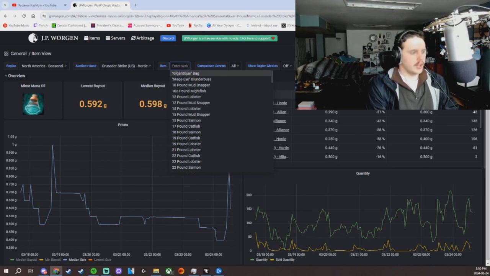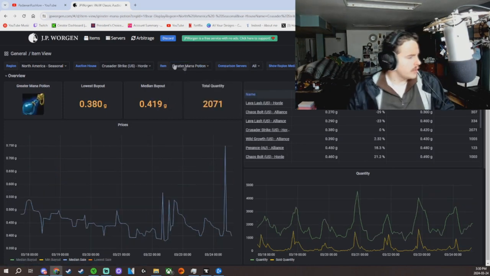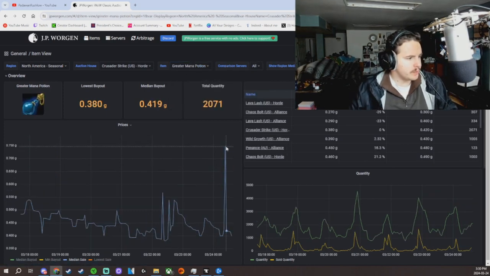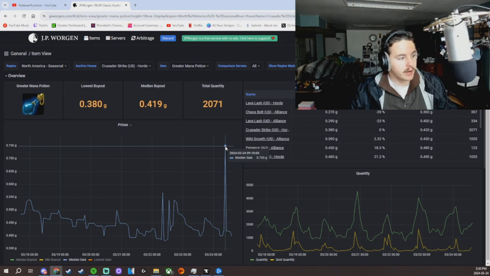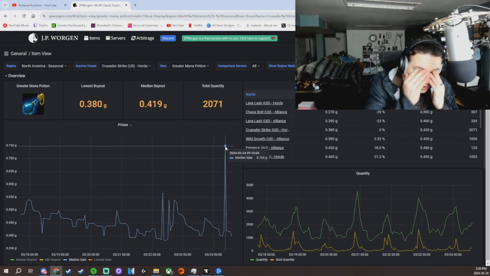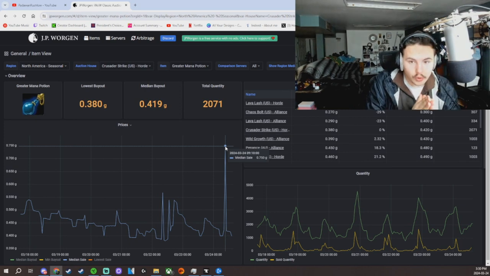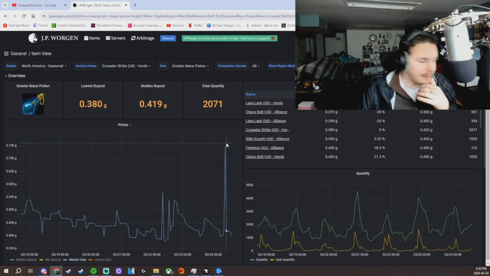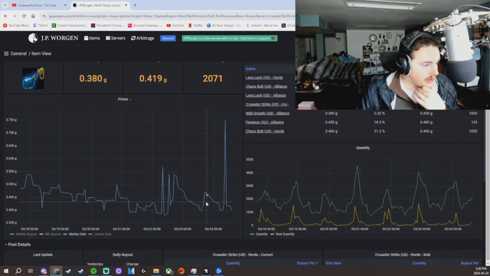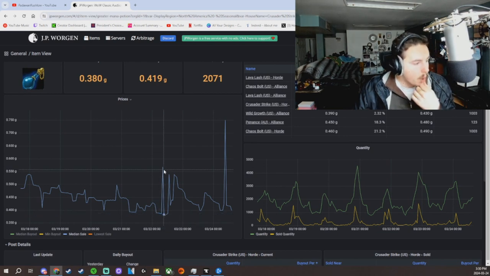What's another? Like your greater mana potions. People need these. See, look, this is probably somebody getting ready for a raid and they just bought as many potions as they could, right? The median sale spiked really hard because one person or one group needed pots, so they went and bought all the pots. But you can see every 3 days, so this is before reset. Soon as people realize that, oh, it's reset day, boom, price spikes.